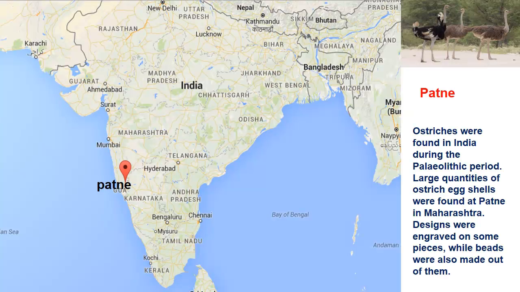One more, that is Patne. Patne is in present day Maharashtra. There, ostrich eggs of the Paleolithic period have been found. You can see ostriches in the figure. These are like hens, this kind of birds. So ostriches were found in India during the Paleolithic period. Large quantities of ostrich egg shells were found at Patne in Maharashtra. Designs were engraved on some pieces, while belts were also made out of them. Just keep it in mind: Patne, Kurnool, Hansgi, Bhimbetka.